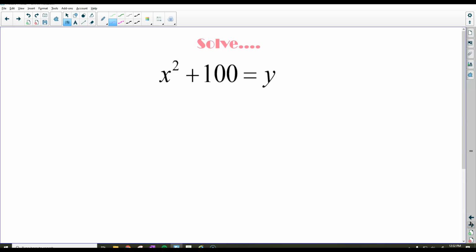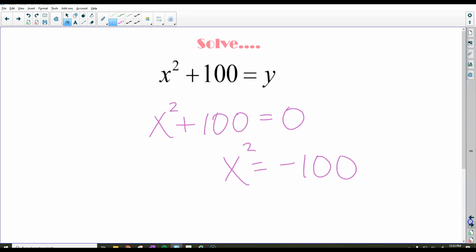We still have to solve it. So let's see what happens when we move here. Let me drop the letter y and put a 0. All right, we're going to move that 100 over. What happens to the sign? Negative. So when y'all were in Algebra 1, you got to stop here because you would write 3 words: no real solution. But now you're going to solve it using imaginary numbers.